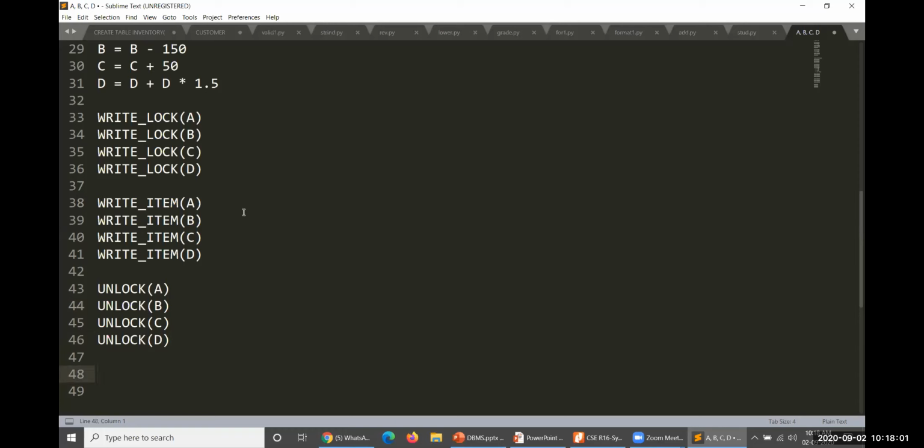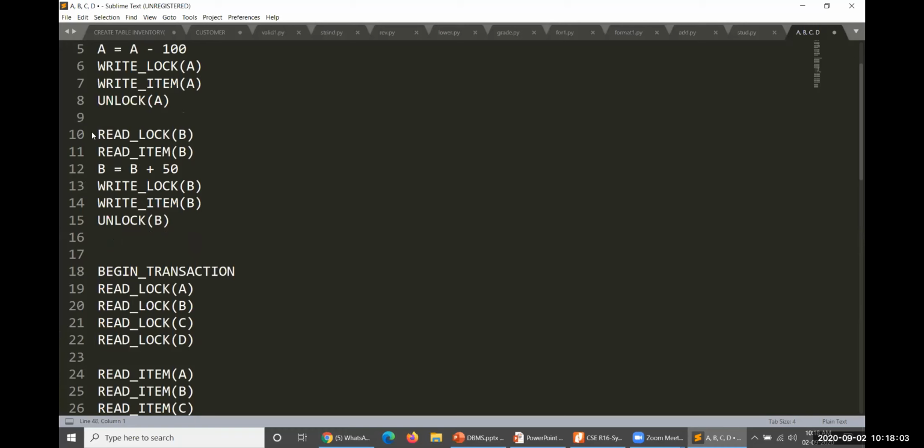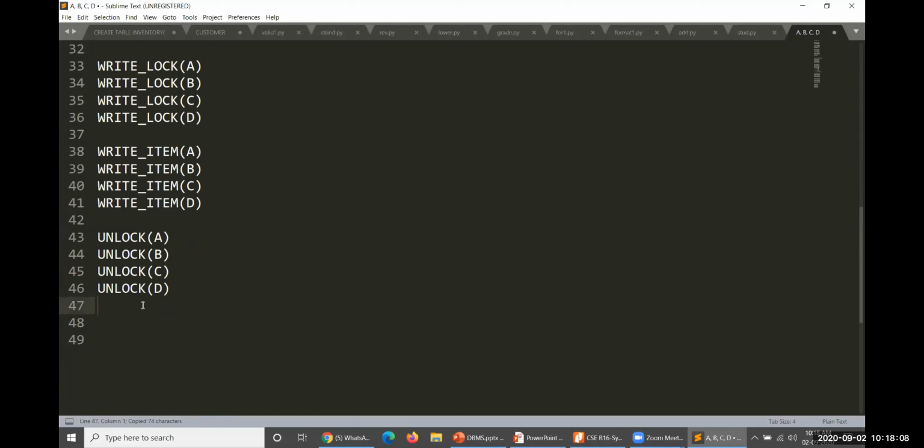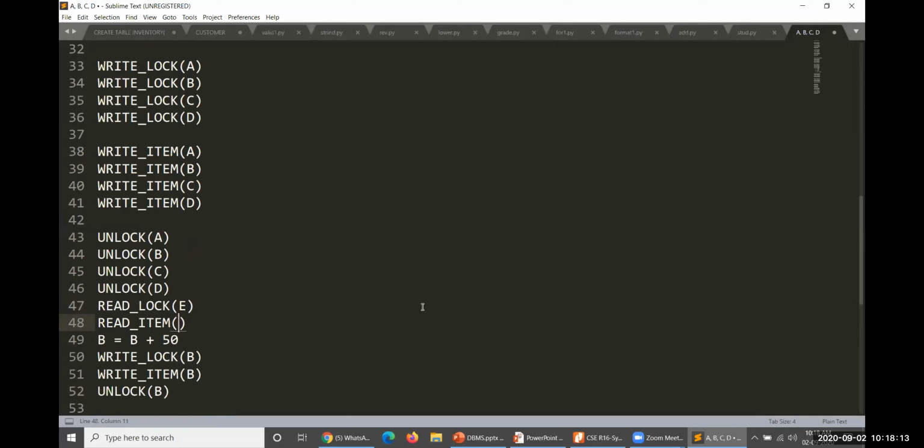What exactly are we trying to do? You may perform all these operations on that particular E after the unlock. So, for example, read_lock of E, read_item E, E equals something, whatever the operation you could perform, and then unlock of E. So after this, within the same transaction, after all unlocks, if you acquire either a shared lock or an exclusive lock, then this protocol is not a two-phase locking protocol.